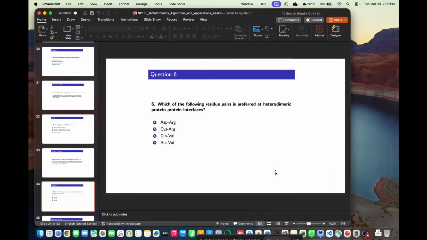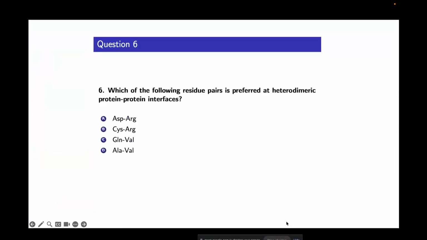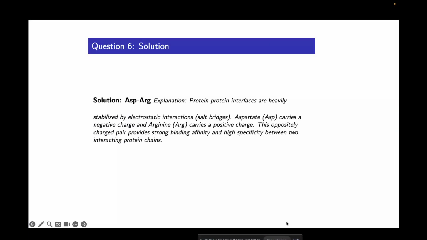Okay, C1A. Yeah, I've already shown the answer, but anyway, the first option is the correct one. The interfaces are always going to be highly concentrated with electrostatic interactions, which means polar amino acids need to be part of that interface. So asparagine and arginine are a very good pair because one is negatively charged, one is positively charged, so it forms a very good salt bridge. So yeah, it is ideal for an interface.